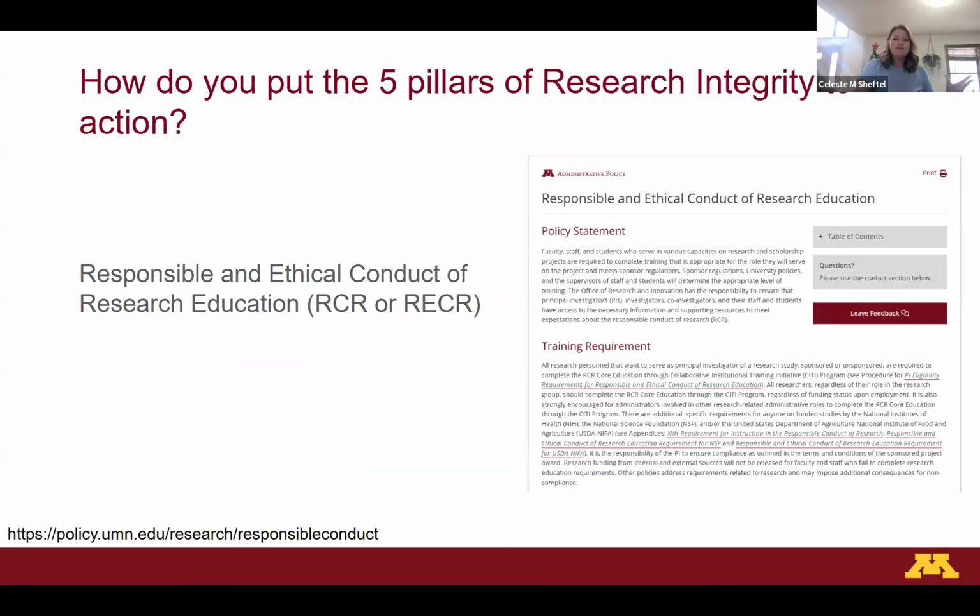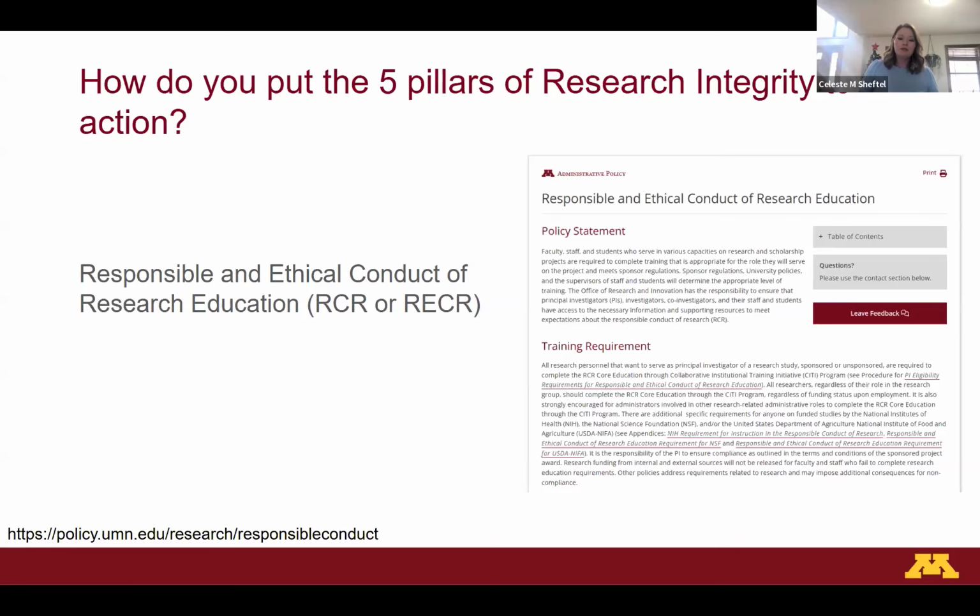How do you put these five pillars of research integrity into action? This is where the responsible conduct of research education comes into play. We have an administrative policy about responsible conduct of research education. Depending on whether you're funded through NIH, NSF, or USDA, they all have different ideas as to what constitutes responsible and ethical conduct of education.